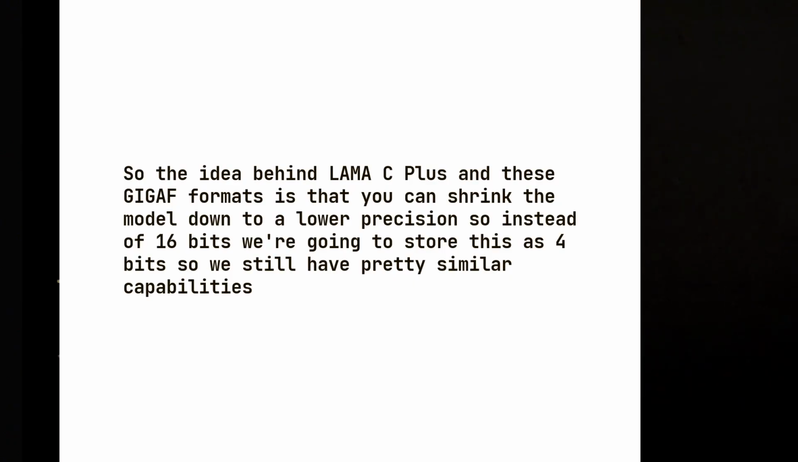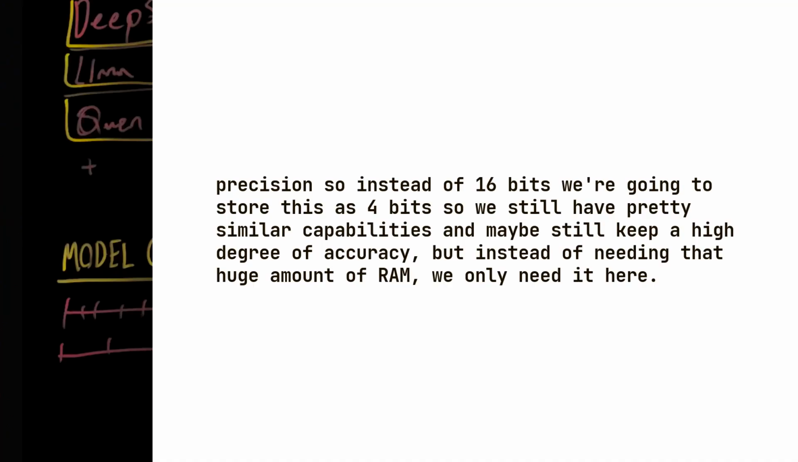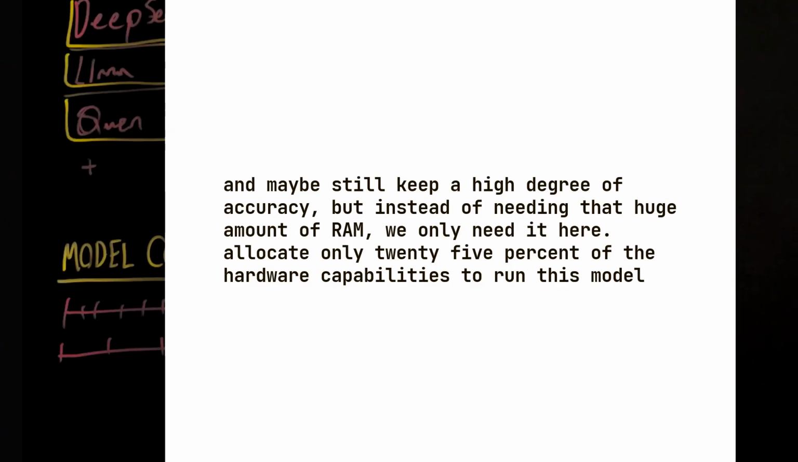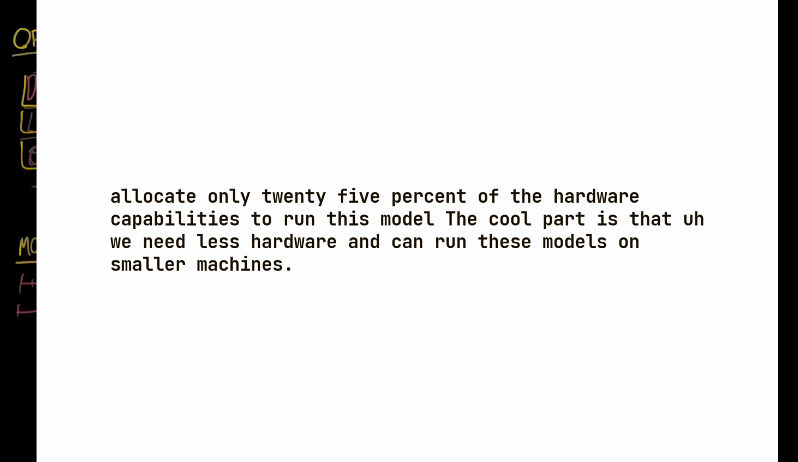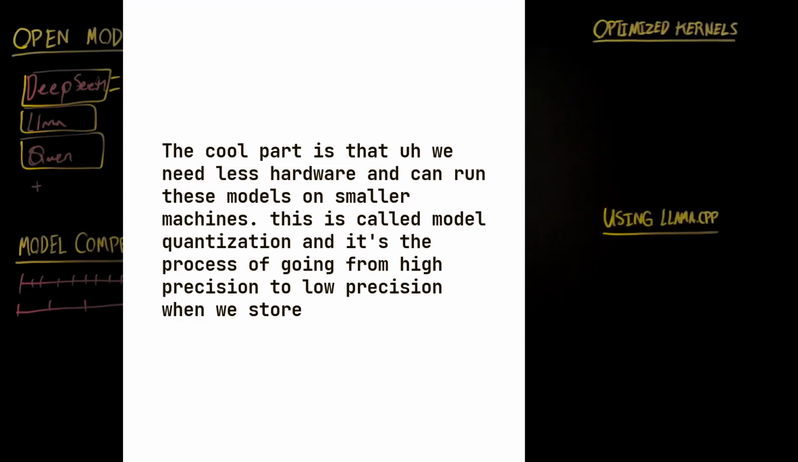to a lower precision. So instead of 16 bits, we're going to store this as 4 bits. So we still have pretty similar capabilities and maybe still keep a high degree of accuracy. But instead of needing that huge amount of RAM, we only need it here. Allocate only 25% of the hardware capabilities to run this model. The cool part is that we need less hardware and can run these models on smaller machines.